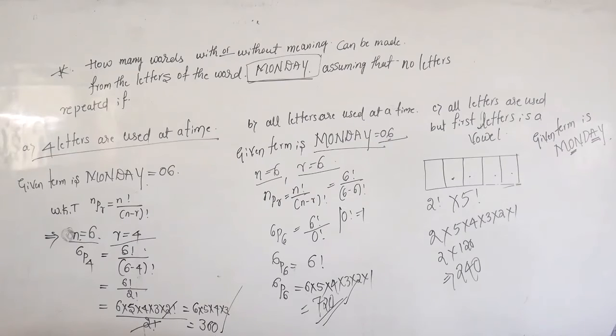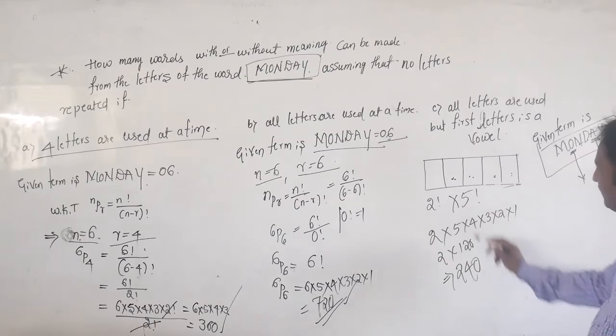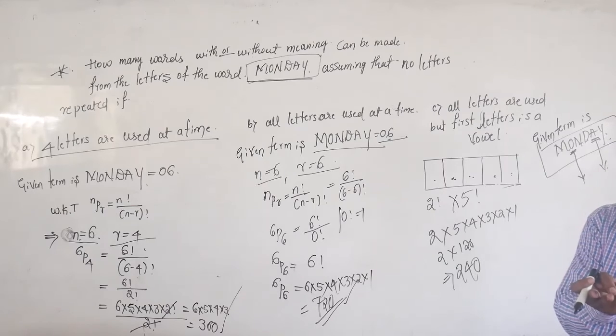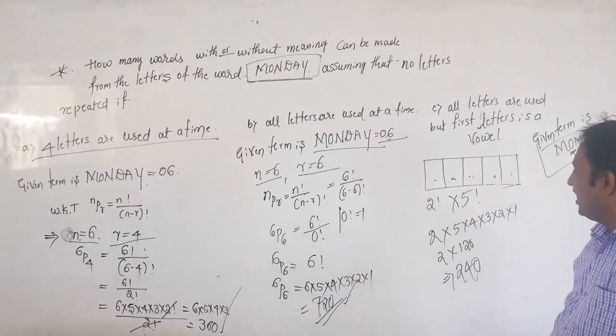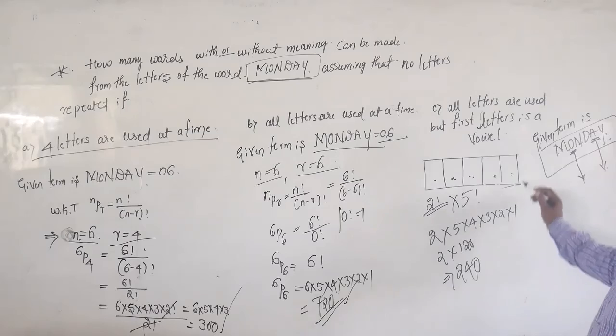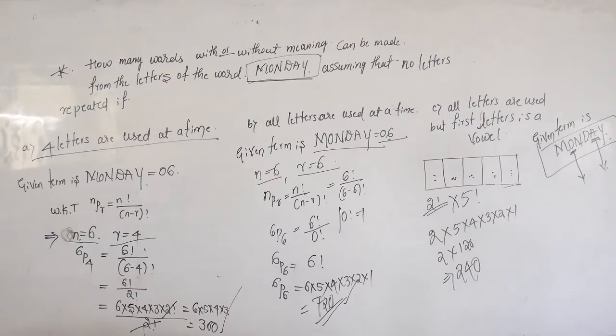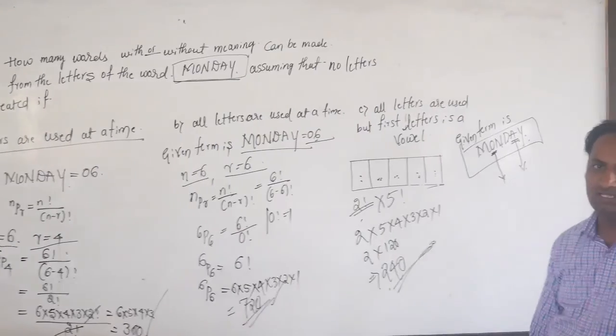All letters are used, but the first letter is a vowel. Here, Monday consists of 6 letters. Out of 6 letters, there are 2 vowels. The remaining 4 letters stay as they are. In the first box, we can choose 2 letters. Out of 2 letters, we can arrange in 2 factorial ways. Here, the total arrangement of the remaining letters is 5 factorial. Here, 2 factorial into 5 factorial, the answer is 240, our required answer.